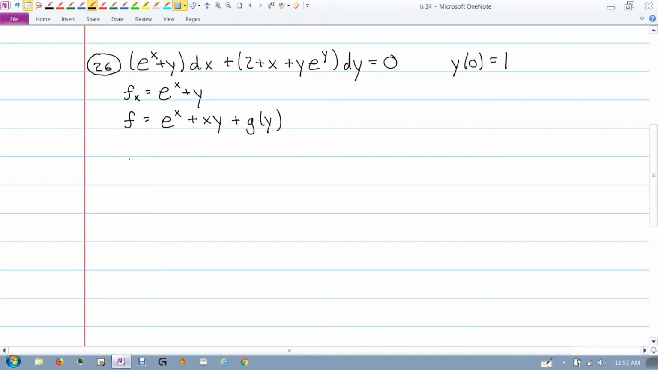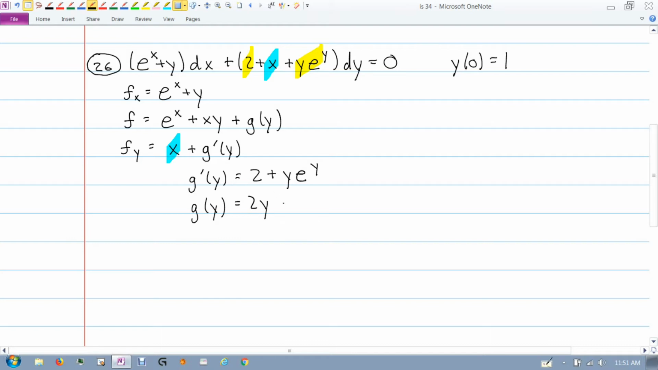And now if I differentiate that with respect to y, we get just x plus g prime y. So you can see here I have x here, so the only thing missing is these two. So that means that g prime of y is going to be 2 plus y e to the y. And if we integrate that with respect to y, we should get 2y plus y e to the y minus e to the y.